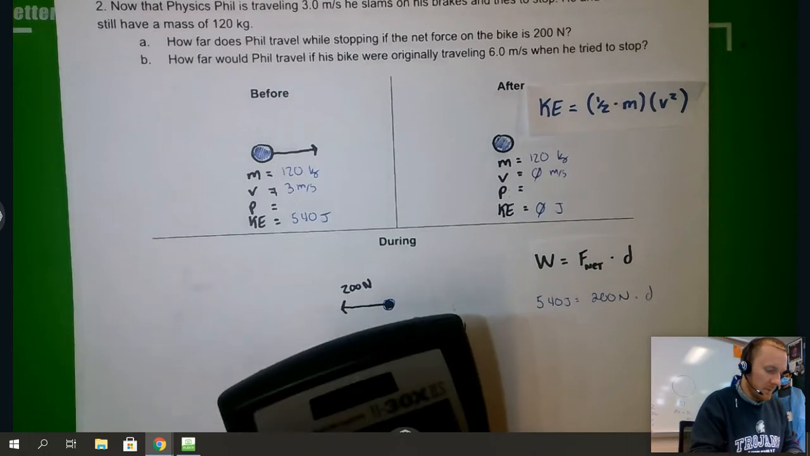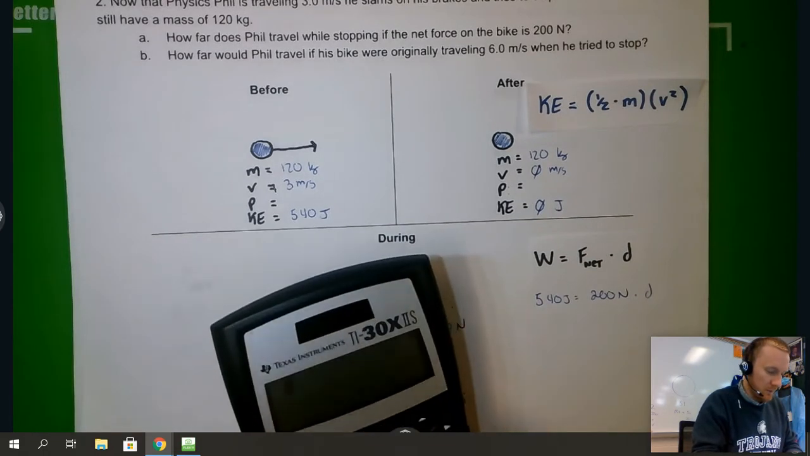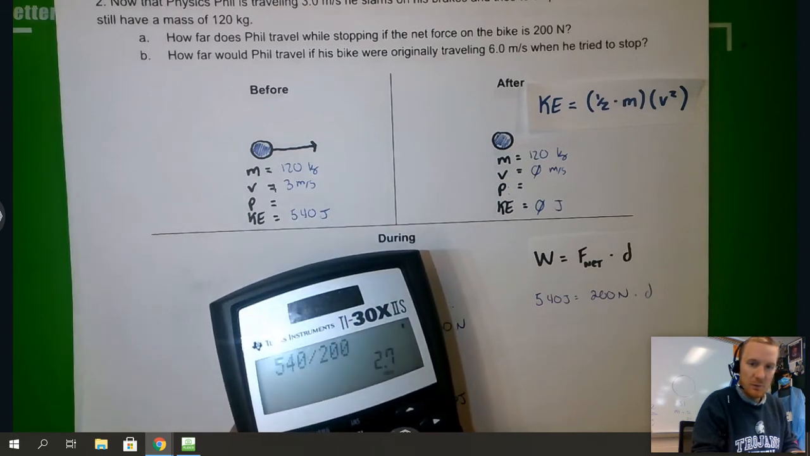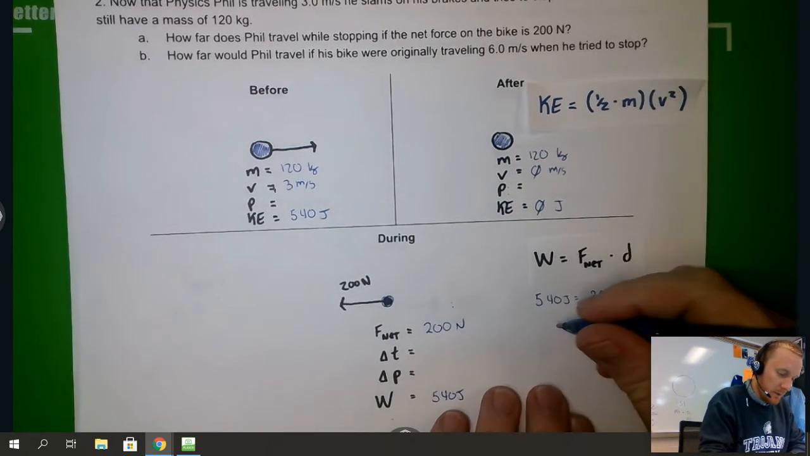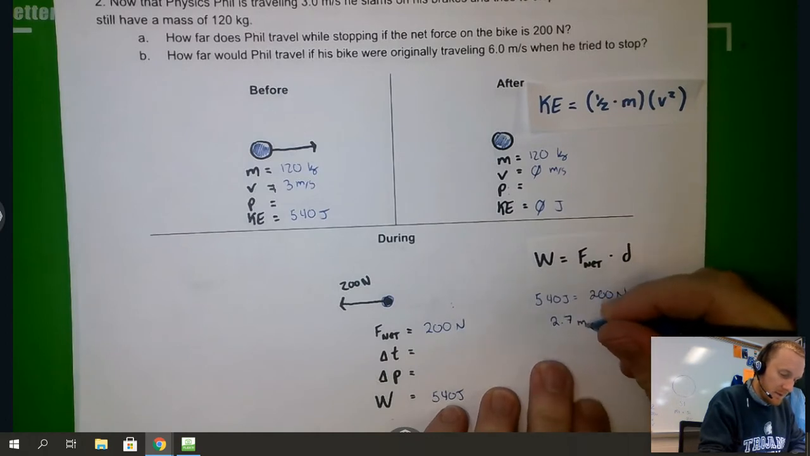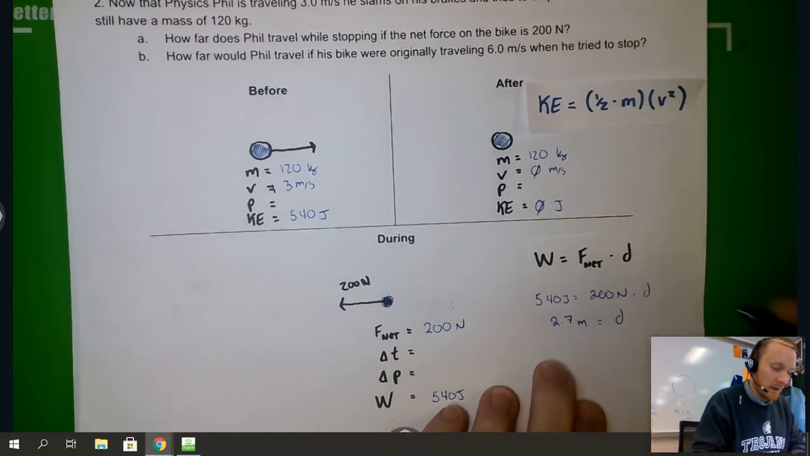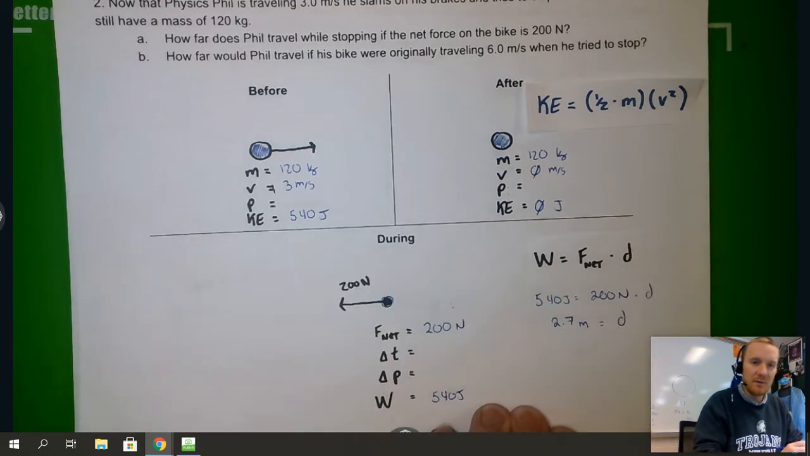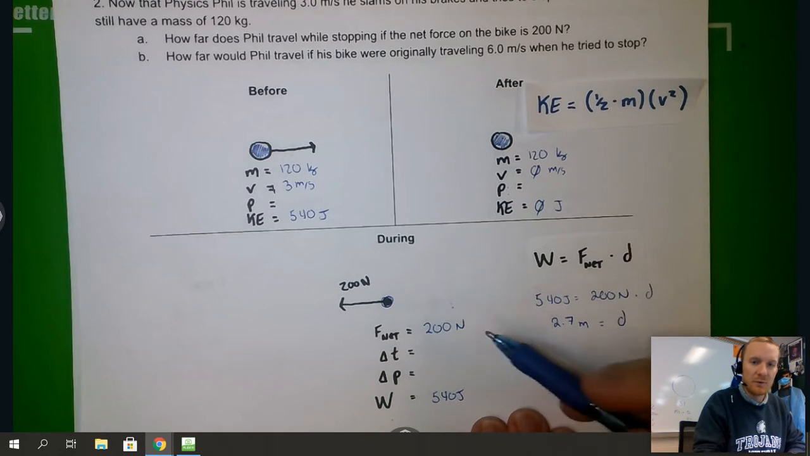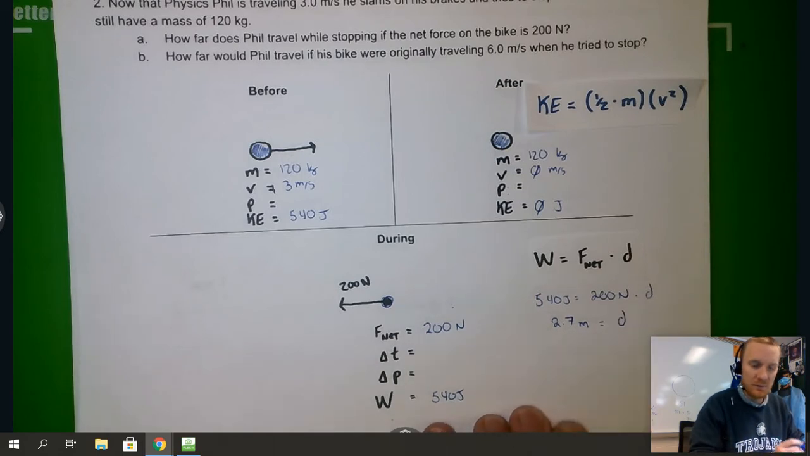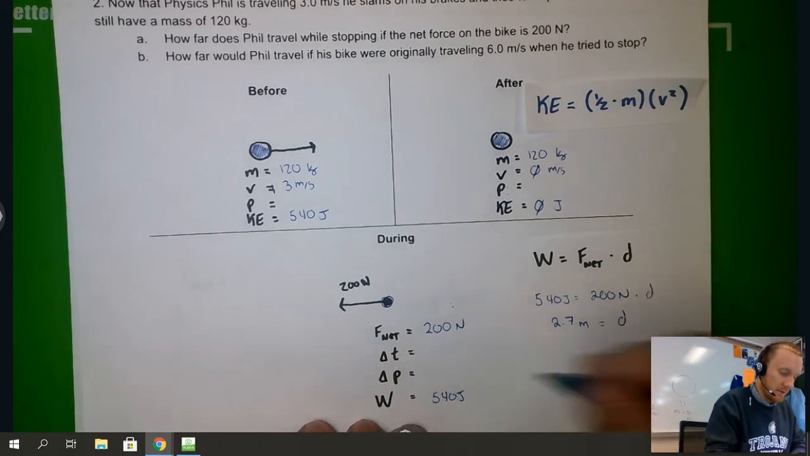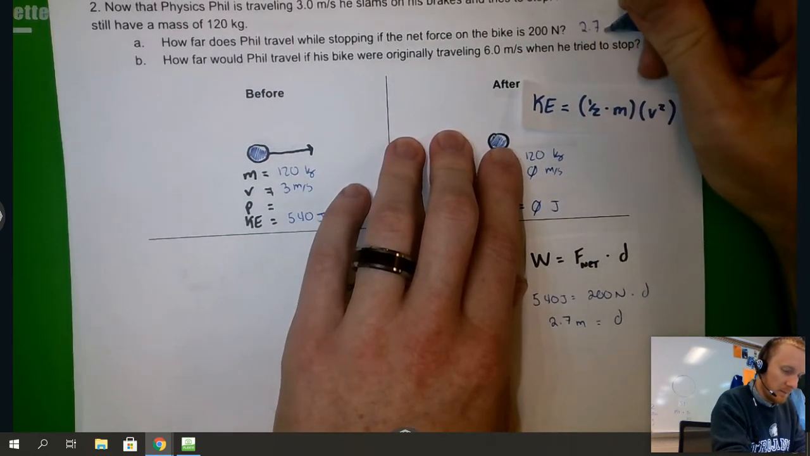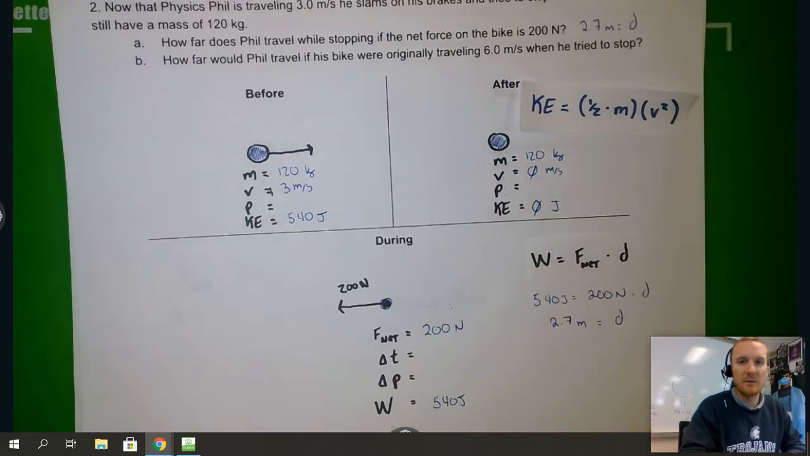So if we divide both sides by 200, 540 divided by 200, I'm getting 2.7. And because this is distance, that'll be in meters. So that's how far he's going to skid to a stop if he's initially traveling at 3 meters per second and there's a net force of 200 newtons. So 2.7 is going to be our distance.